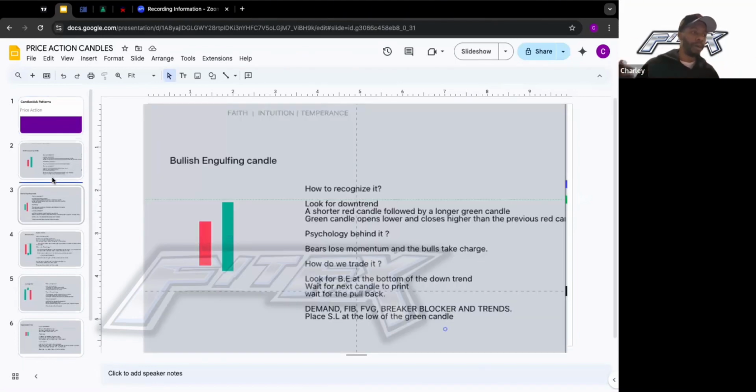I like bullish engulfing candles. How do you recognize it? You look for it in a downtrend. It needs to be one shorter red candle, then one big green candle. And these also set up your order blocks. So for example, if price does something like this, you look for it in the downtrend, printing at your swing lows.